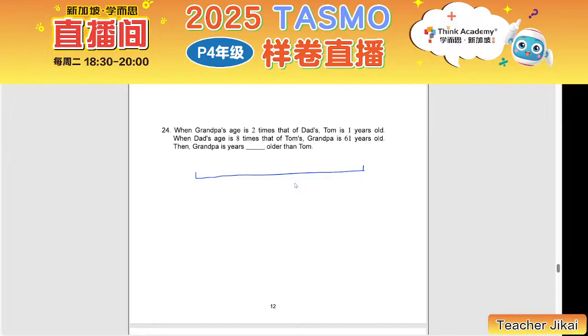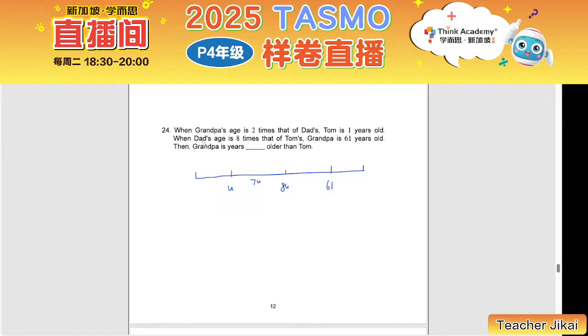Tom is 1 year old. So when dad is 8 times that of Tom's, grandpa is 61. So we just set grandpa here as 61 years old. So that here, we don't know. Some here, we don't know. But we know that here is 8 times, right? So we set that 8 units. And the Tom here, 1 unit. So the age between them, 7 units here, right? The age between them, 7 units.